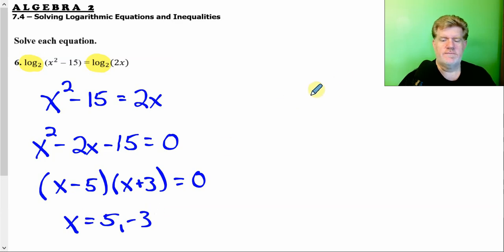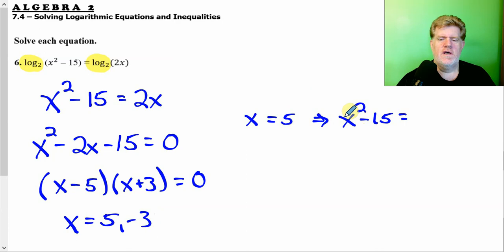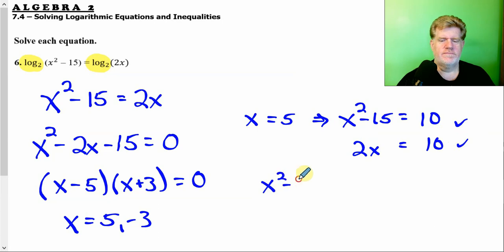Now, let's check. If x equals 5, and we're testing x squared minus 15, what's 5 squared minus 15? 5 squared is 25. 25 minus 15 is 10. Looks good. If I try 2x, well, x is 5. 2 times 5 is 10. So that's good. They're both equal and they're positive. Let's try negative 3.